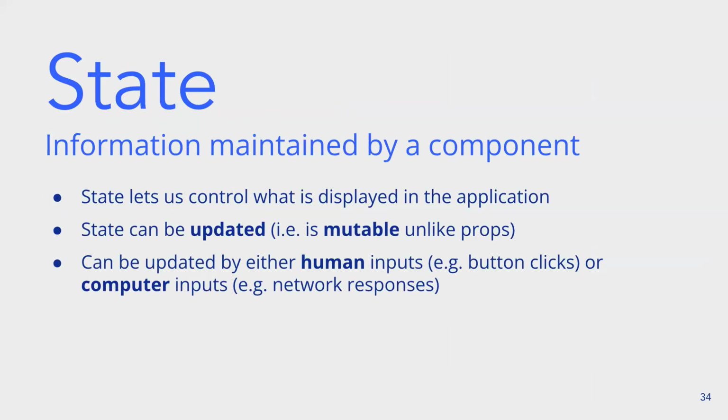It has two key features. A, it can be updated, so it's mutable, unlike props. And B, it can be updated by either human inputs, for example if you click on a button on the website, or computer inputs, say you're fetching something from a database or things like that. State can be updated by those two things.